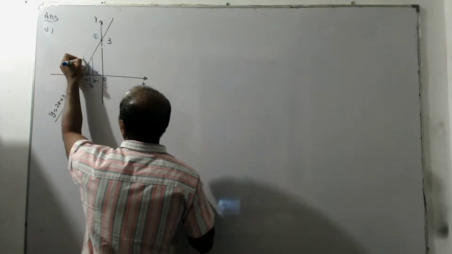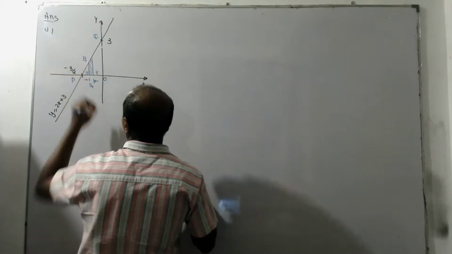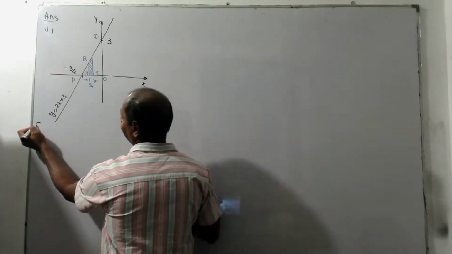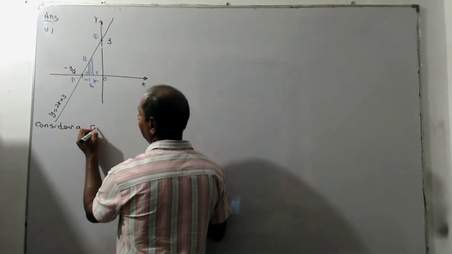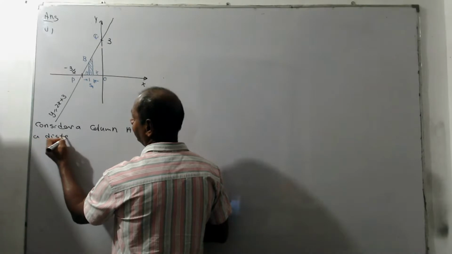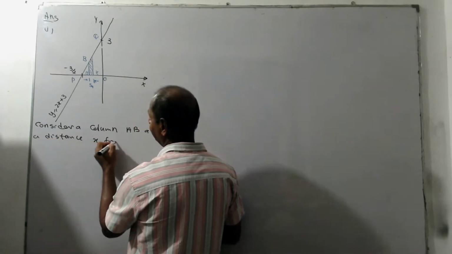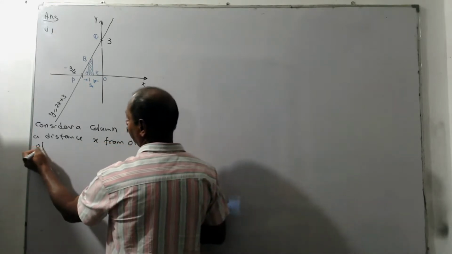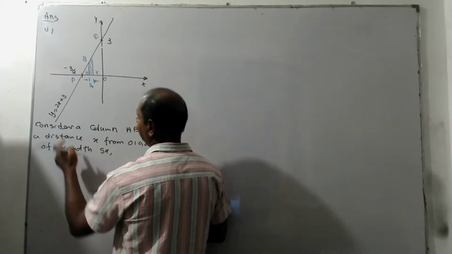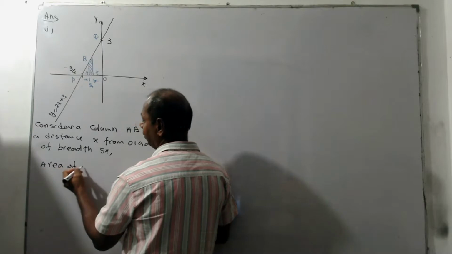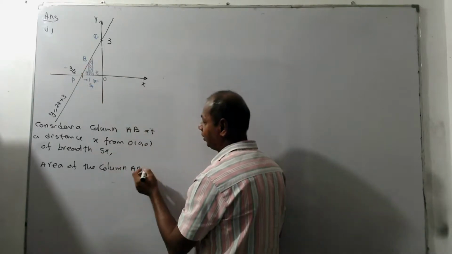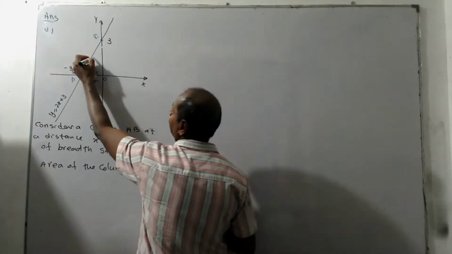Column AB. You have to write it down, right? Consider a column AB at a distance x from O of width delta x. Now, area of the column AB is approximately equal to y delta x.